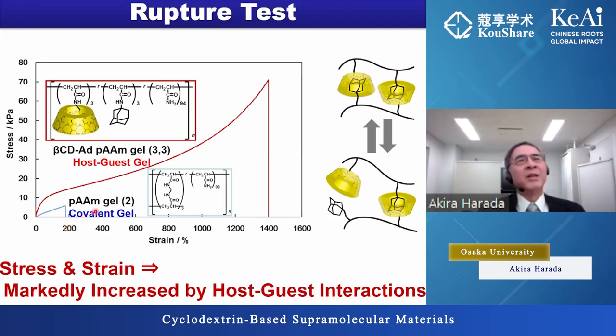In contrast, the supramolecular gel can extend longer than 1400% right here. And the stress shows more than 10 times stronger. The host-guest gel is more than 100 times stronger than the covalent gel here, in terms of the total rupture energy, the integral of the S-S curve right here. This is due to the reversible host-guest interaction.